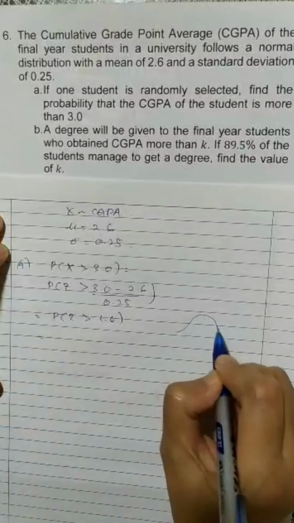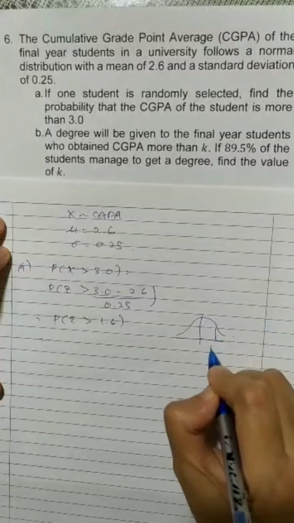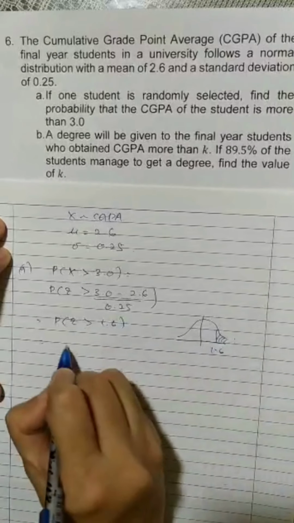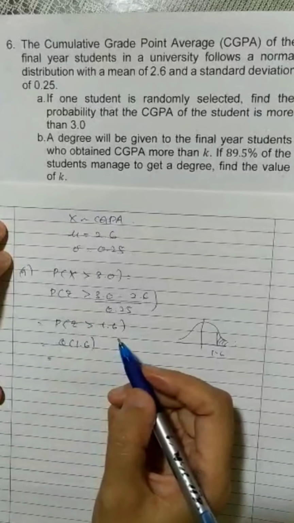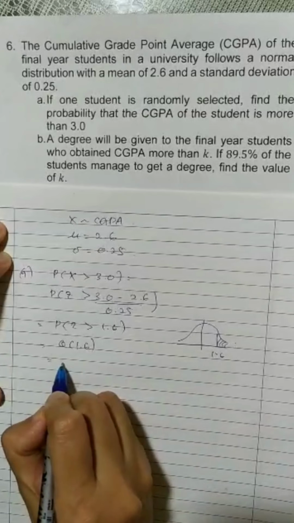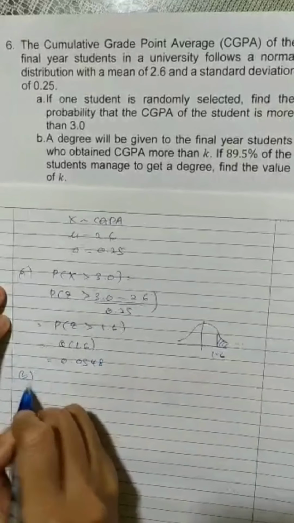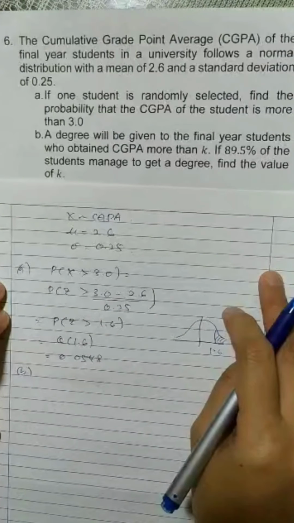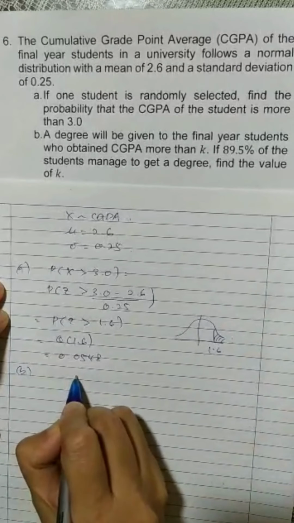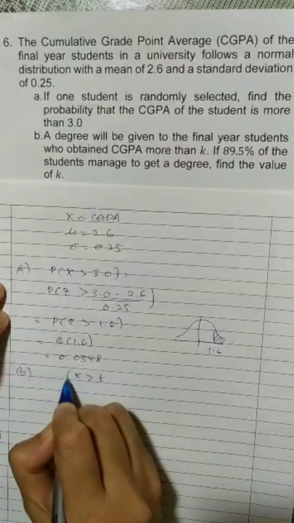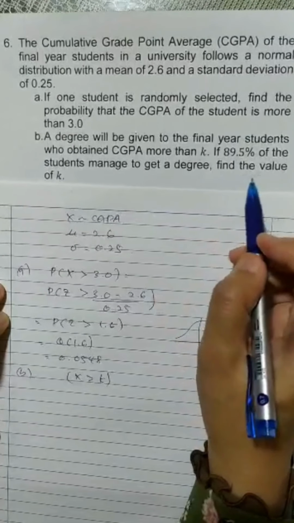Okay, so you draw the normal graph. 1.6 is positive, so at the right. This one is the upper tail, so by using a calculator or table, you get the probability 0.0548. B. A degree will be given to the final year students who obtain a CGPA more than K. So X more than K. If 89.5% of the students manage to get a degree, find the value of K.